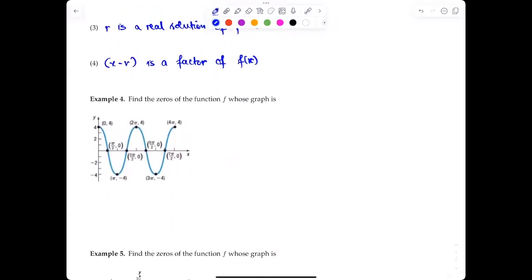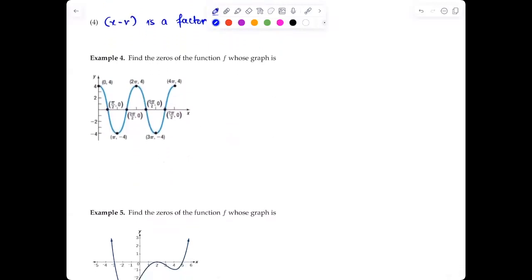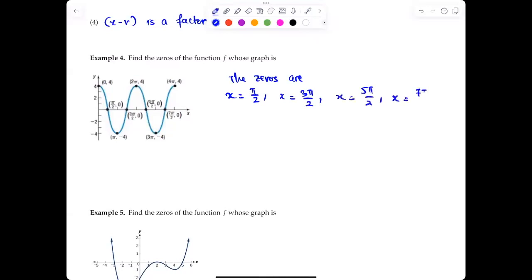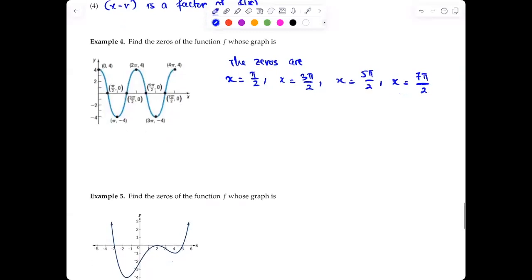All right, so now let's take a look at the graph. Example 4, find the zeros of the function. When I say find a zero, that means can you find the x-intercept, or can you find the value of x such that f of x is equal to 0? So in this case, the zeros are x equal to pi over 2, x equal to 3 pi over 2, x equal to 5 pi over 2, and x equal to 7 pi over 2. At these x values, the function is equal to 0. Any questions on example 4?